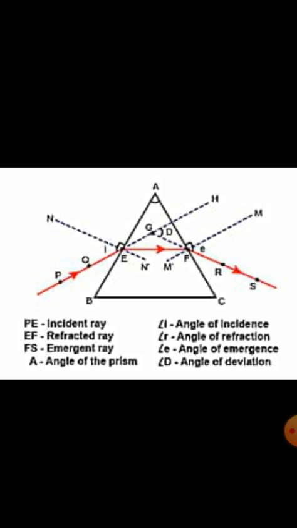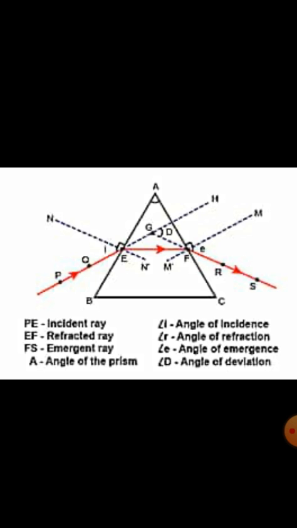At this point, draw a normal M dash. The ray FS is the emergent ray and is shown in red color. The angle between the emergent ray and the normal is the angle of emergence E, small e.